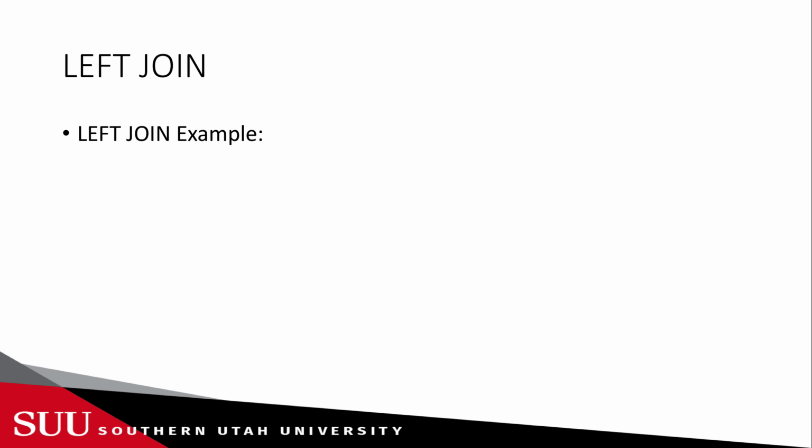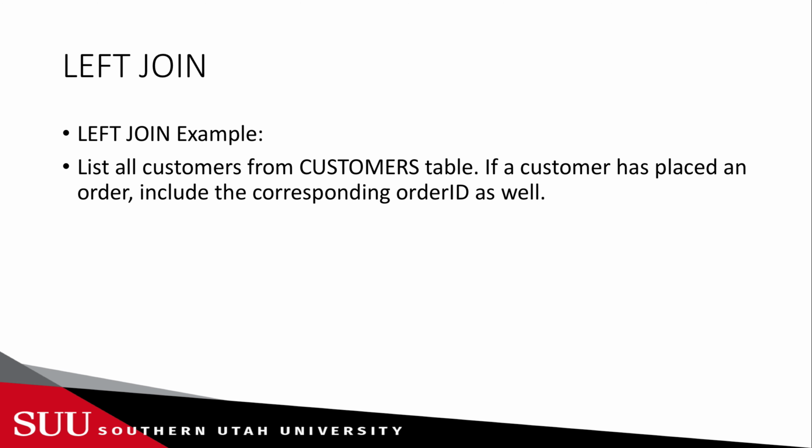Now, let's look at an example. So if I want to list all of the customers from the customer table, and if there is a customer that has placed an order, I will include the order ID as well. So we know in our data set we have customers that have no orders. So I want to list all of my customers. If the customer has any order, I will attach that order number to the customer. If the customer doesn't have any order, it is going to show null.